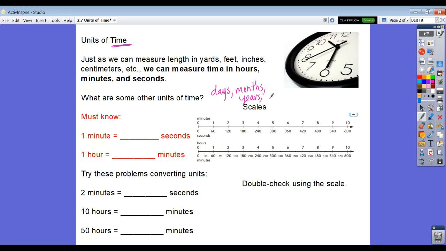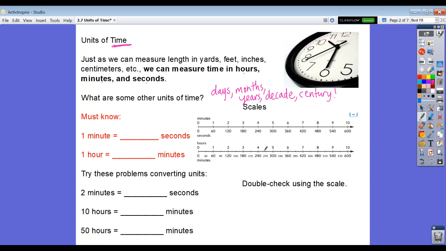How about even bigger than a year? What about a decade? Do you know how many years that is? 10, right? 10 years. What about a century? Do you know how many years that is? 100 years. So all sorts of different units of time. But today we're going to talk about hours, minutes, and seconds.